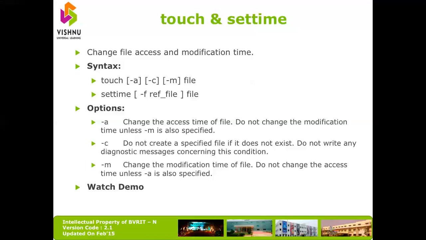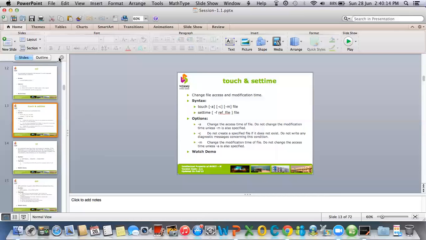Touch has some specific options like A, C, and M in general. A is used to change the access time, and does nothing with the time of modification unless M is mentioned. And then C changes the creation time in short. And then, as mentioned, M will help us change the last modification time. So let's go forward and see how that works.